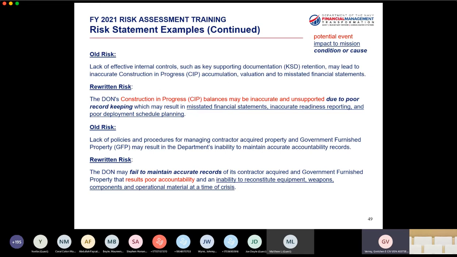So while the old risk is okay, the rewritten risk is much more clear and would definitely be a better communication to your management. All right, moving on to the next slide.